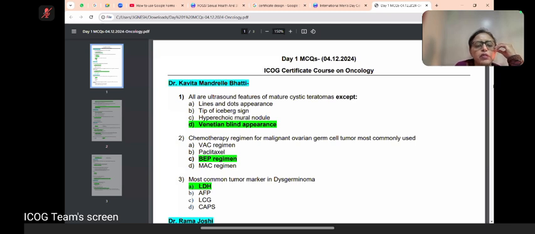So the questions, the first question, these were given by Dr. Kavita. All are ultrasound features of mature cystic teratoma except lines and dots appearance, tip of iceberg sign, hyper echoic mural nodule, Venetian blind appearance. So this is not a feature of mature cystic teratoma. Chemotherapy regimen for malignant ovarian germ cell tumors most commonly used is. So this, I'm sure all of you know the answer. Most common tumor marker in dysgerminoma, again very easy.